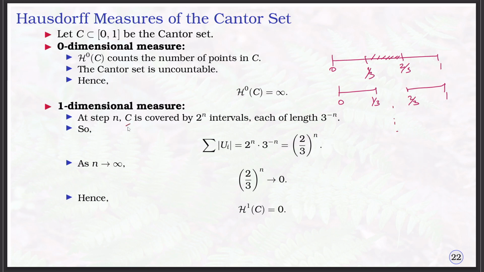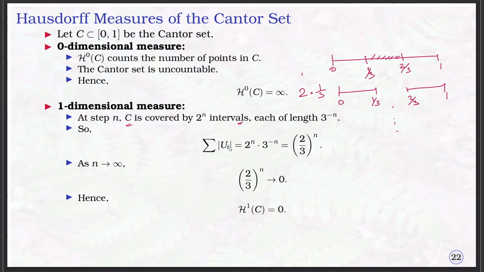So the Cantor set C is covered by 2 power n intervals, each of its length is 3 power minus n. For example, here we need 2 sets to cover it, each of its length is 1 by 3. This cover is 0 comma 1 by 3, this is 2 by 3 comma 1. So this is the first step. In the nth step we need 2 power n intervals, each of its length is 3 power minus n.